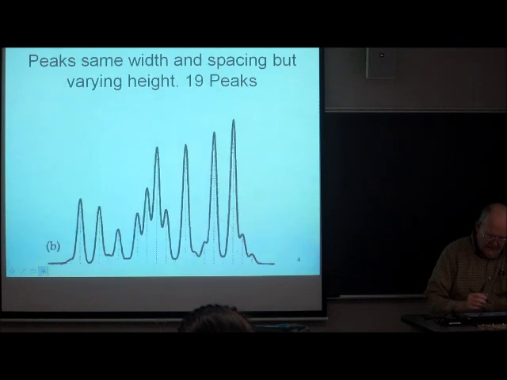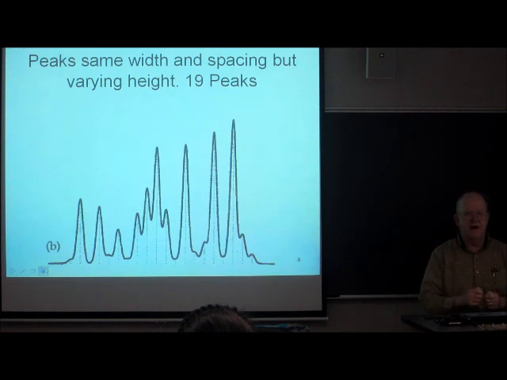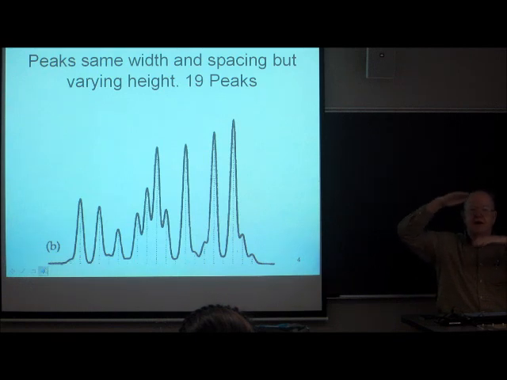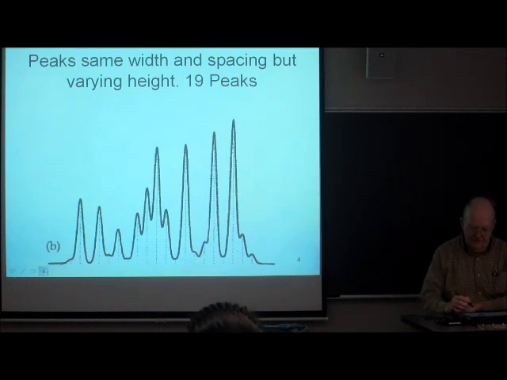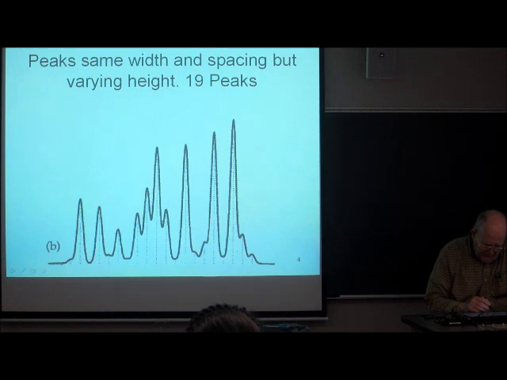Now, what happens if I keep the widths of the peaks constant and I keep the spacing the same, but simply allow the peaks to have different heights? Well, if you do that, then of course the peaks that you plot are going to have different heights, but they're also going to overlap to such an extent that you might not even be able to count a peak. But in this case, there are something like 19 peaks which can be resolved, if each of these vertical lines corresponds to the position of a peak maximum.